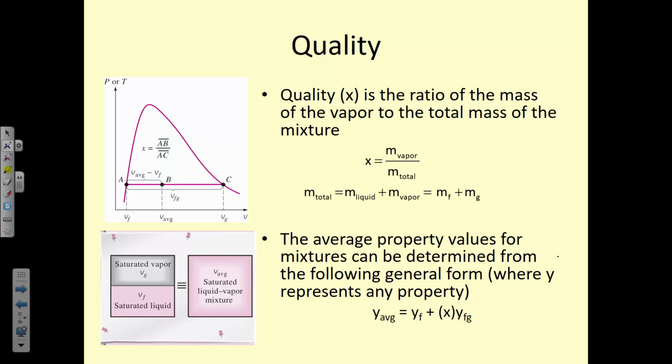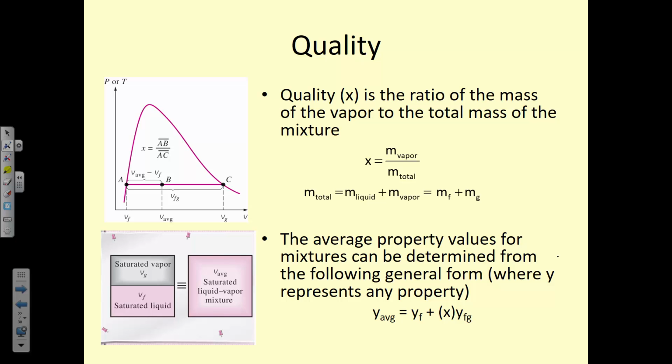Okay, so we've talked about being under the dome and that we're somewhere along that line. Now let's figure out how we can determine where we are along the line. So quality is the ratio of the mass of the vapor to the total mass of our mixture. And it's just calculated as such using the mass of the vapor over the total mass. And it allows us to find some combined property value to represent the total enthalpy or the total specific volume or the total internal energy of that mixture.